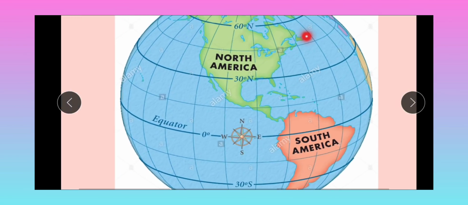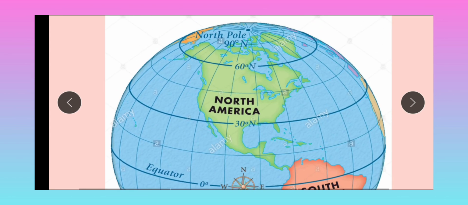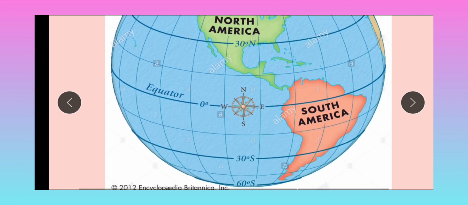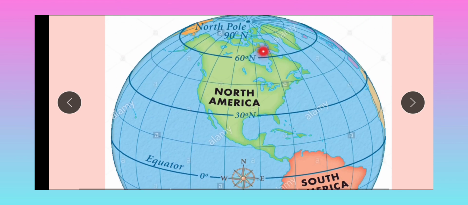Now how can we locate a place? Here, for example, they have given North America. Where does it lie? We can see it lies from 90 degree north to 30 degree north on latitude. For South America also we can see it lies between 30 degree south and the equator. Here they have given the measurement of latitude, that's why we can find them.